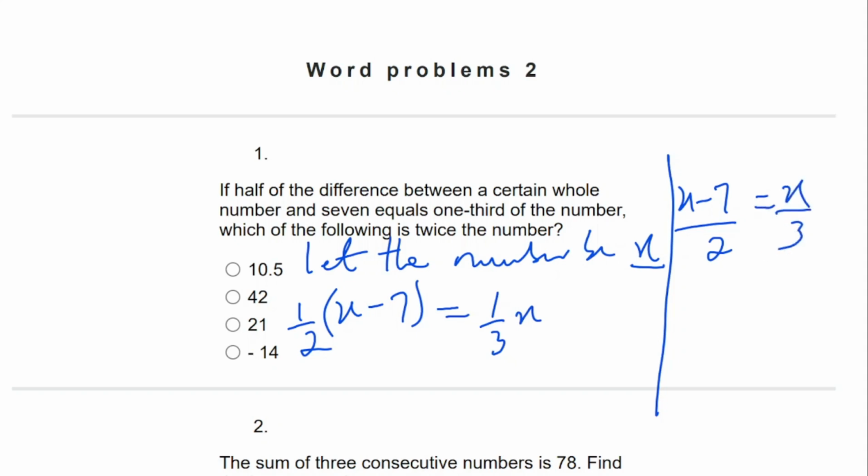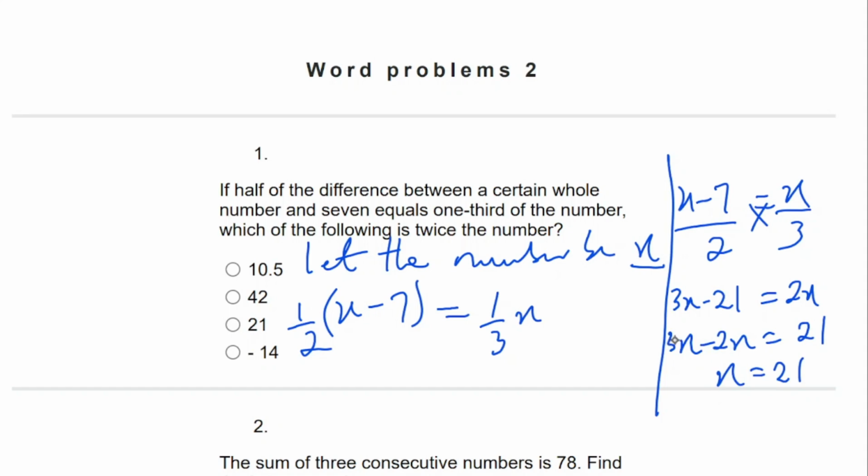So from here we can solve this further. Cross multiply, we have 3x minus 21 equals 2x. We collect like terms, that will be 3x minus 2x equals 21. Therefore, x equals 21.